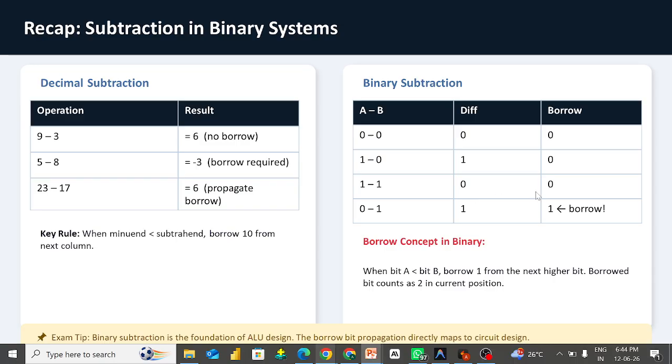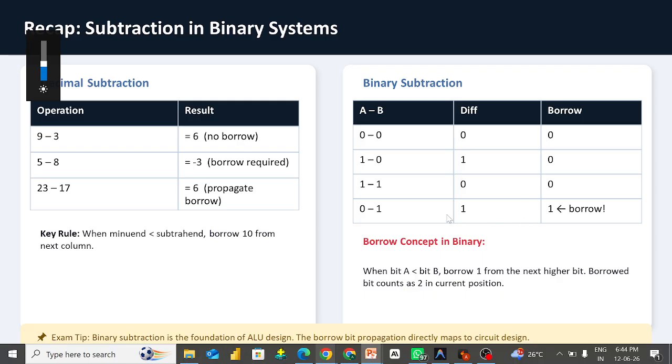So if you are easily achieving this subtraction, then there is no need of borrowing, right? So just look at the last case, okay? Here your minuend is 0 and subtrahend is 1, right? So you can't minus 1 from 0, right? How can you minus nothing from nothing? It's not going to happen, right?